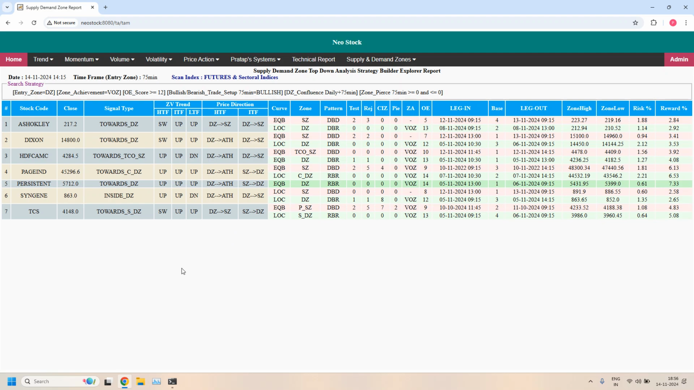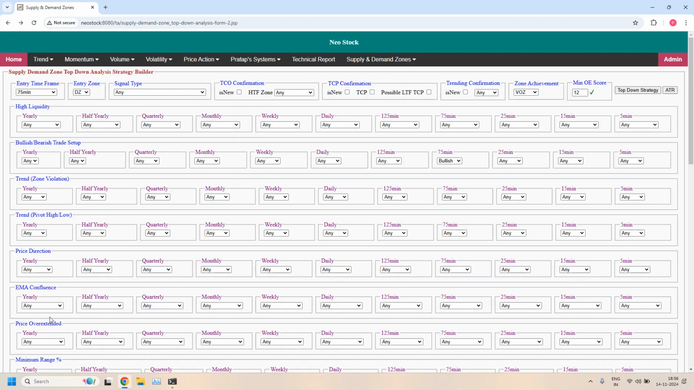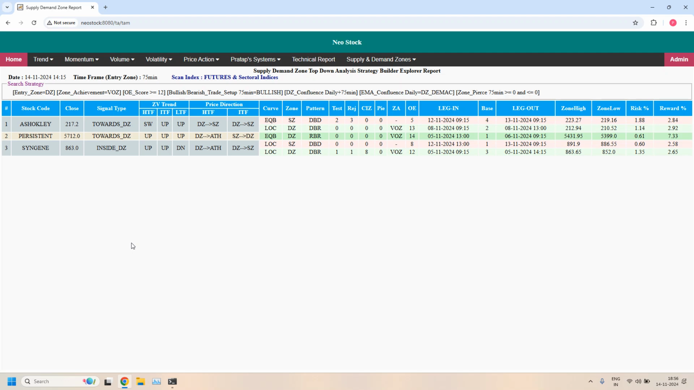If any of these stocks are having a daily EMA Confluence, they are even more high probability trade setups. So let's verify. In the EMA Confluence, daily time frame, daily demand zone with daily EMA Confluence, because the 75-minute zone is part of the daily zone. That's why we are checking daily zone with daily EMA Confluence. And we got 3 stocks. All these 3 stocks are even more high probability trade setups.